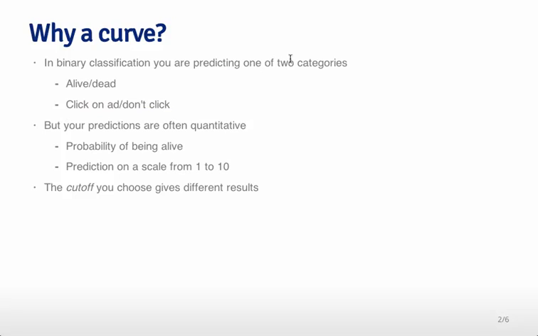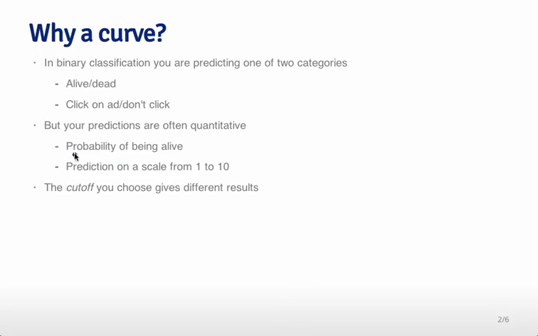But your predictions often come out to be quantitative. In other words, almost all the modeling algorithms that we have won't just assign you to one class or the other. They might give you, say, a probability of being alive or a prediction on a scale from 1 to 10 about whether you'll click on the ad or not. The cutoff you choose gives different results.